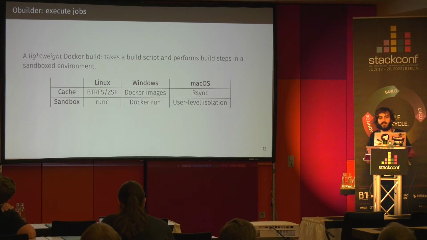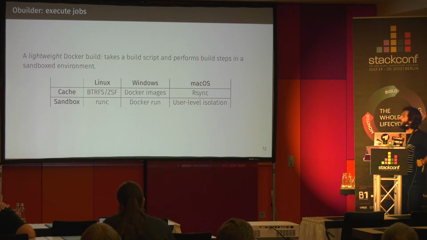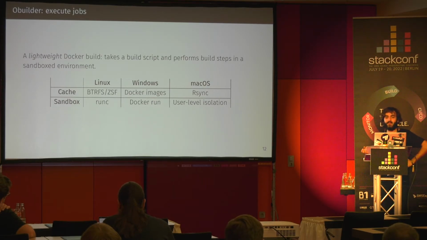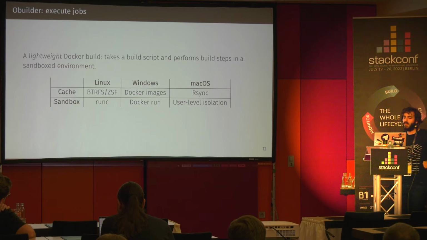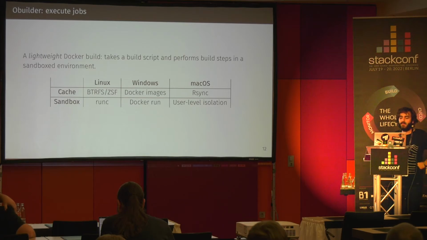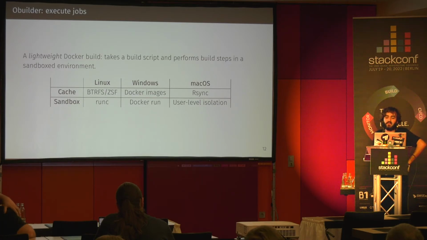And on Windows, this is what I've been doing mostly for the past month: porting OBuilder to Windows. For that, we have converged on using Docker images and Docker run to emulate this snapshotting, and runc and the container management. So I can use either native containers on Windows or Hyper-V and VMs. And on macOS, it's slightly more difficult, and we've converged on using rsync and user-level isolation for the sandboxing. We are also experimenting with FreeBSD, ZFS and jails to port OBuilder to FreeBSD.